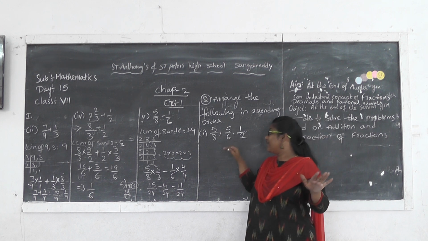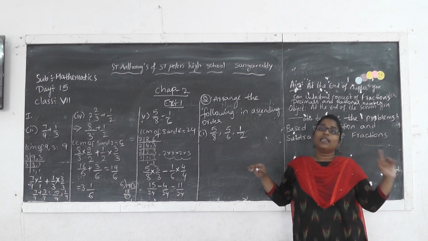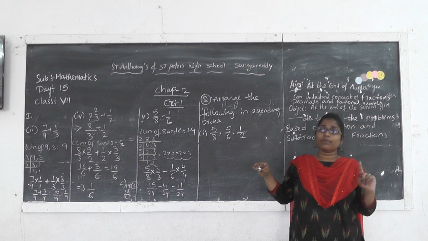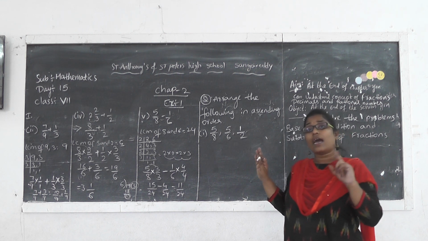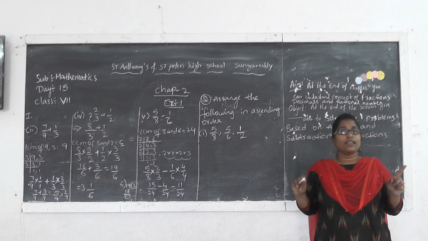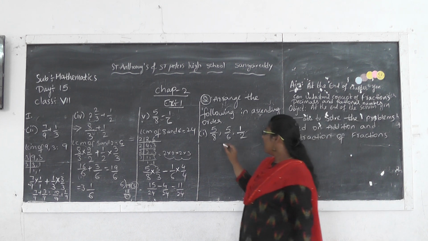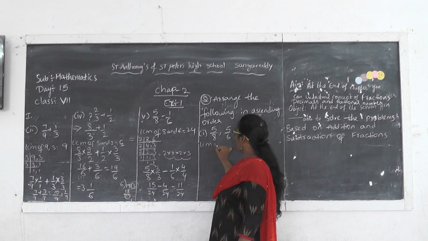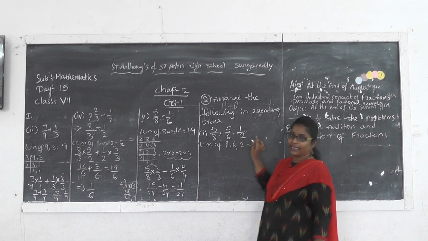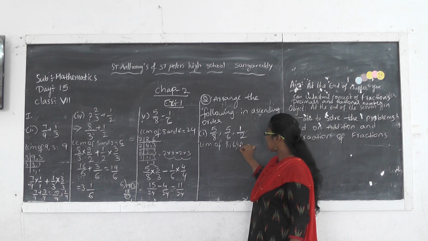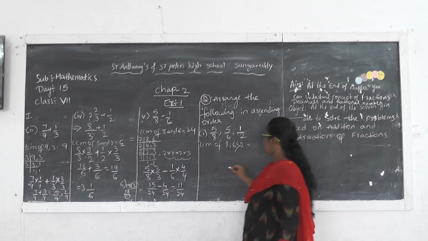First, what we have to do? Convert the unlike fractions into like fractions. How can we convert unlike into like fractions? By the LCM process. Now, the LCM of 8, 6 and 2, all the denominators. Now, take the LCM.